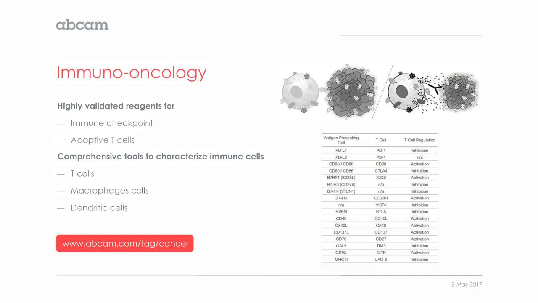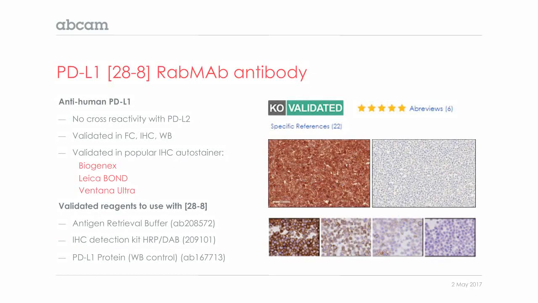An example of one of these rabbit monoclonal antibodies that has gone through each stage of the antibody quality procedures is clone 288, anti-human PD-L1 antibody. This antibody shows no cross-reactivity with PD-L2 and has been validated for use in flow cytometry, IHC, and Western blot. The clone has also been validated in commonly used autostainers. In addition, we have a full set of ancillary reagents to use alongside clone 288 when carrying out IHC or Western blot.